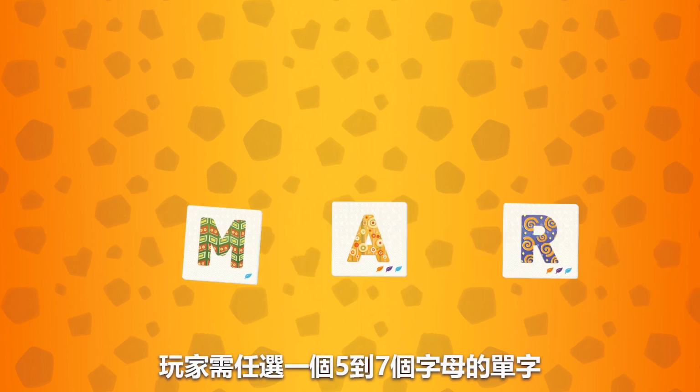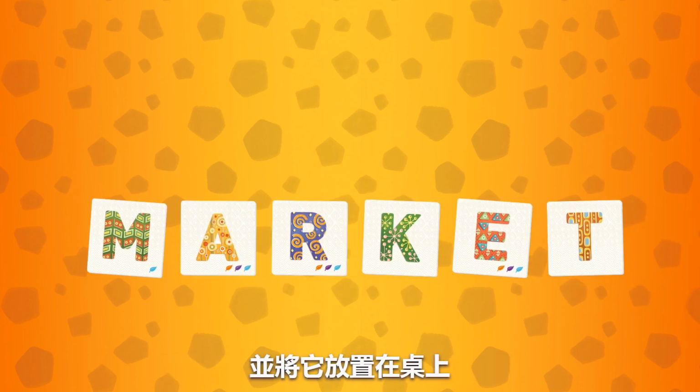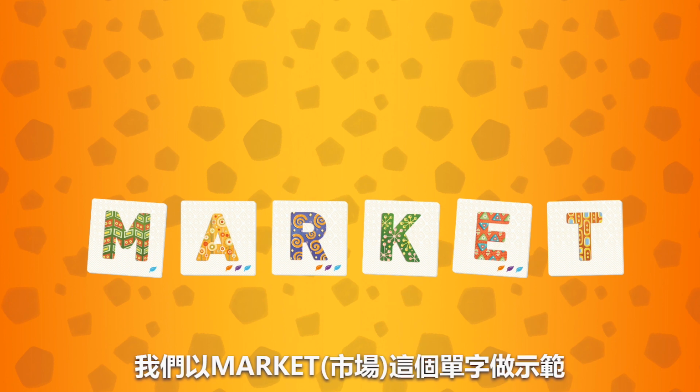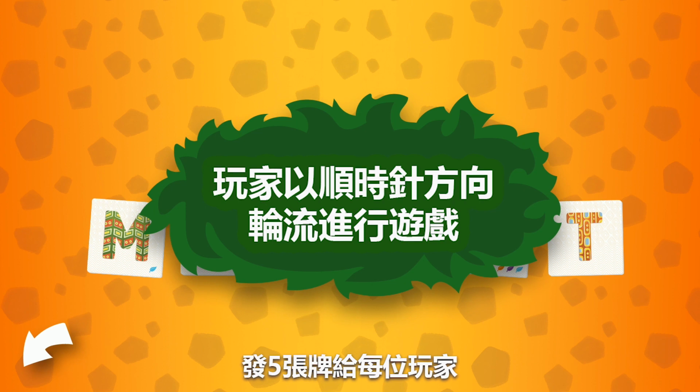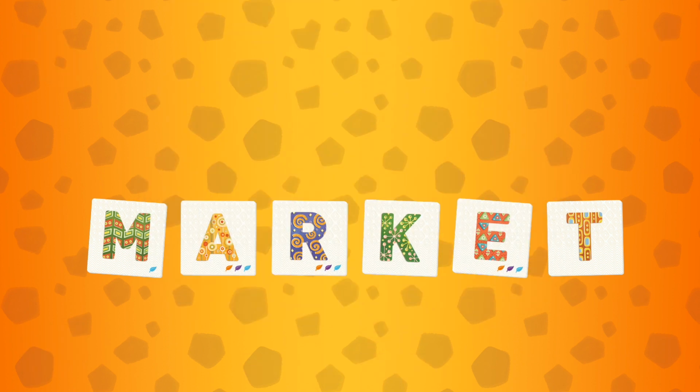The game Dummy can be played by kids 8 years and older, and you'll need the full deck of letter cards. Players select any word made up of 5 to 7 letters and set it out on a table with letter cards. We'll use the word market as an example. The other cards are shuffled and each player is dealt 5 cards.